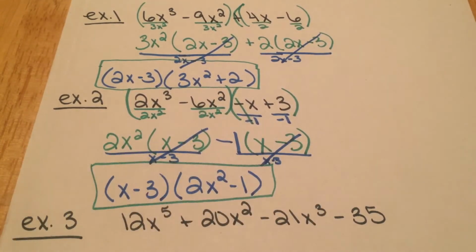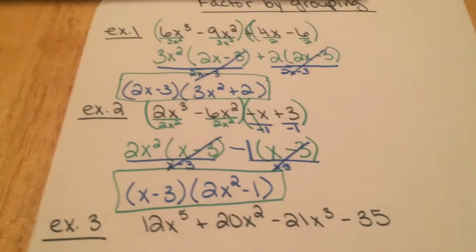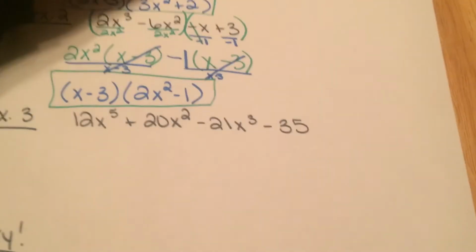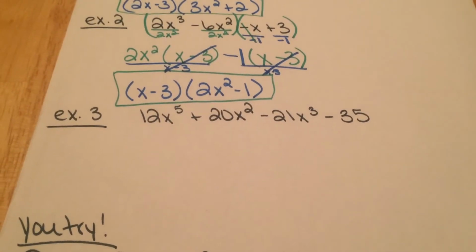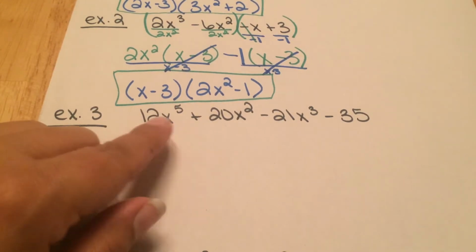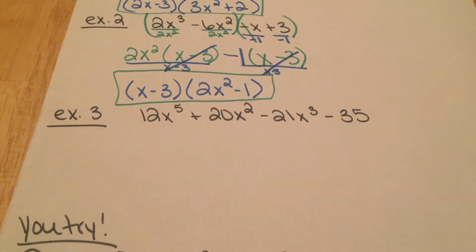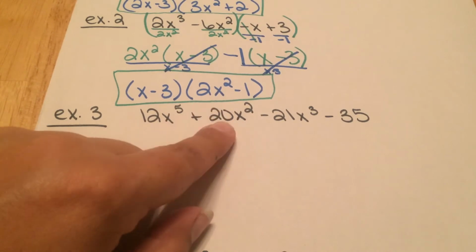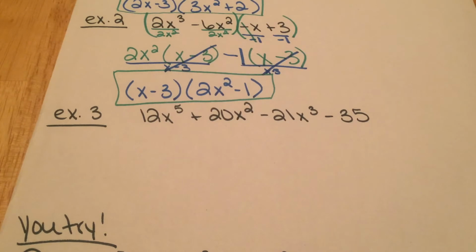Again, I know this is probably a little confusing, so we're going to try one more together. Might be a little bit harder. Okay, so the first thing that we want to do here on example 3 is check to see if we have a GCF. So do 12, 20, 21, and 35 have something in common? Do x to the 5th, x squared, x to the 3rd, and 35 have something in common? There's no common exponent and there's no common coefficient.